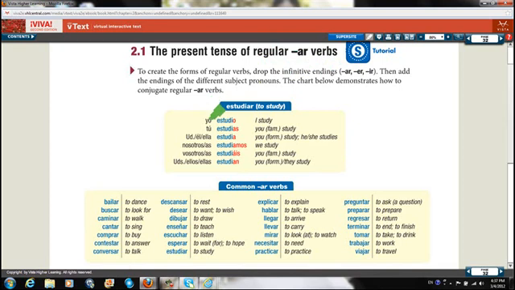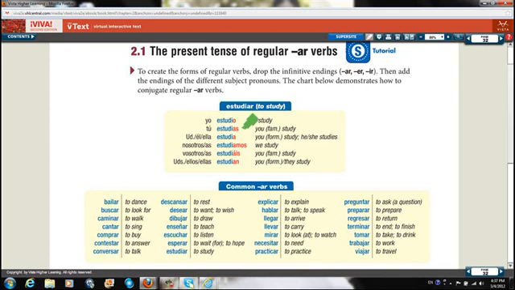And we put the subjects or the people in front of it. And then we add our appropriate ending. Okay, so we take off the AR. We want to say, I study. It's yo estudio. So the O is the I ending. If you want to say, I study, you have to say yo estudio.